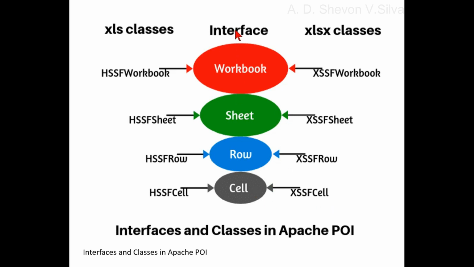Here you can see the interfaces here, XLS classes here and XLSX classes here. HSSFWorkbook and XSSFWorkbook are connected to Workbook. HSSFSheet and XSSFSheet are connected to Sheet, and HSSFRow and XSSFRow are connected to Row. HSSFCell and XSSFCell are connected to Cell.